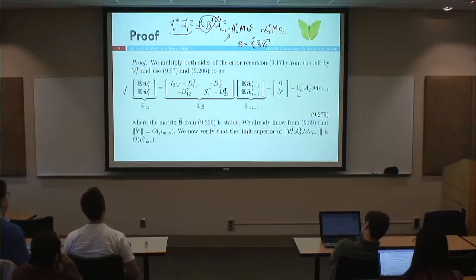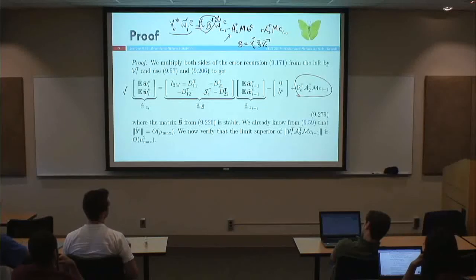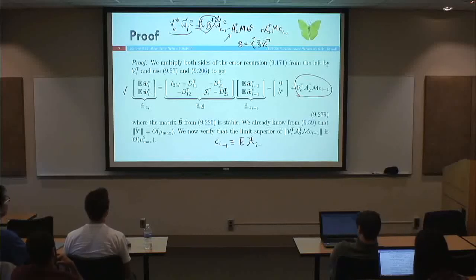So let's examine this term here. Remember, I had C. What was the definition of C? I think it was the expected value of the boldface H, something like this, I believe.